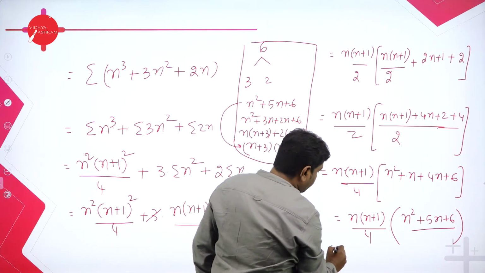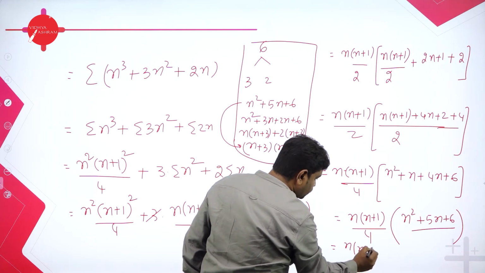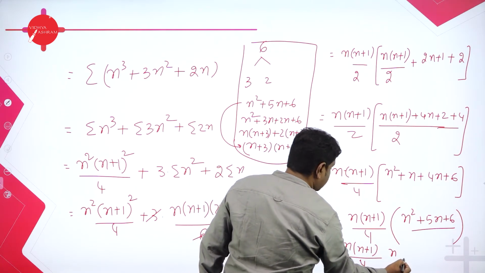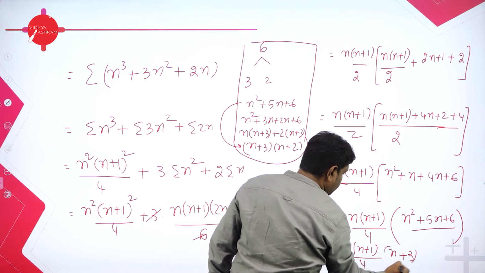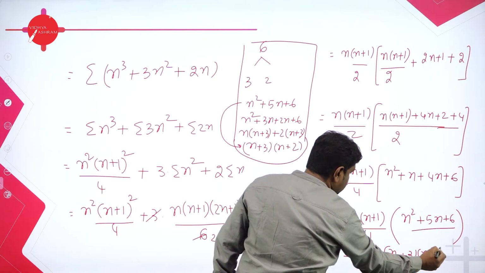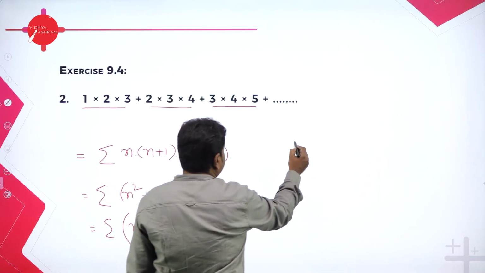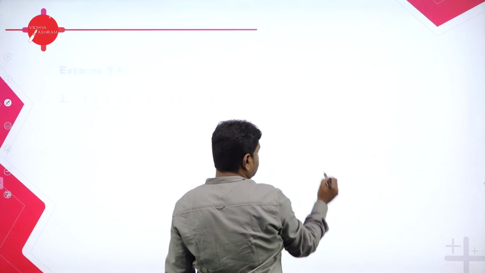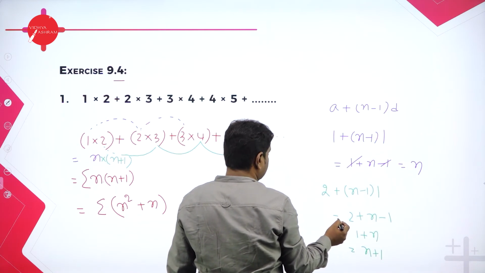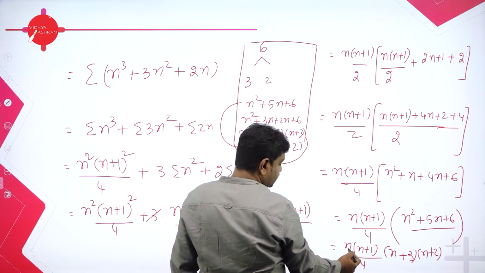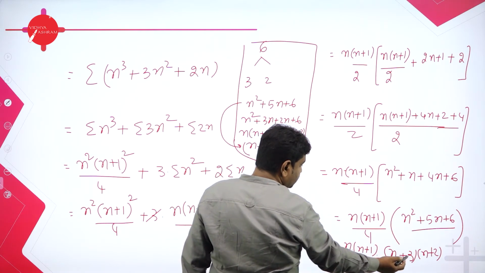So the given problem becomes n into n plus 1 into, this quadratic equation can be written as n plus 3 into what? N plus 2. So this is the final answer. So finally the summation is n into n plus 1 into n plus 3, n plus 2.